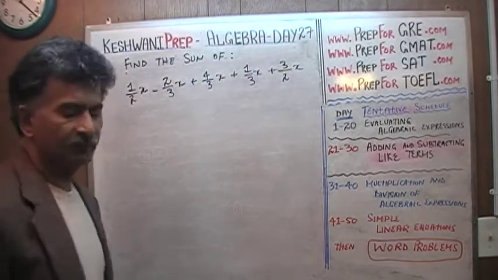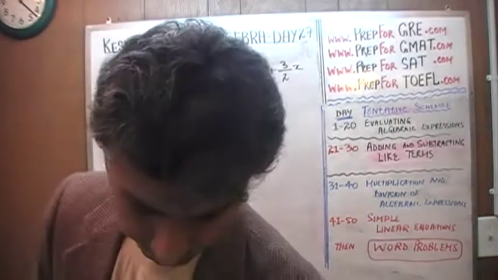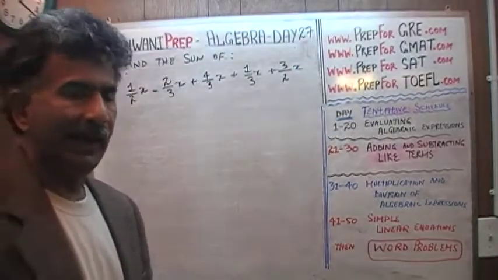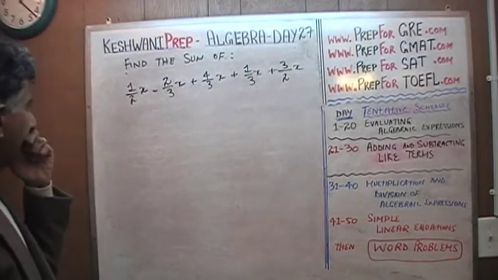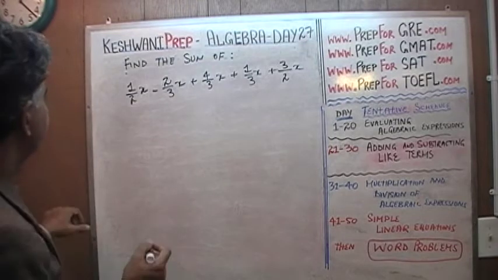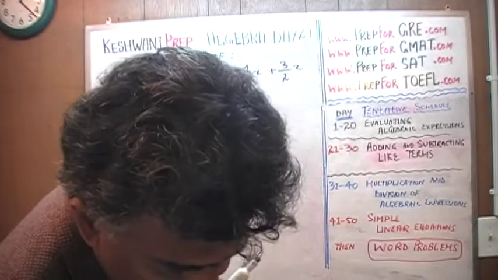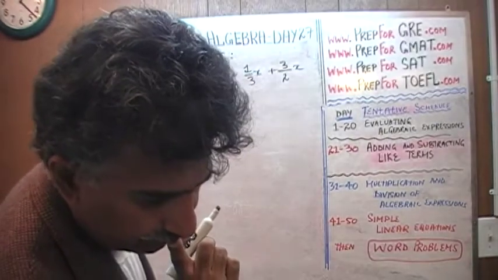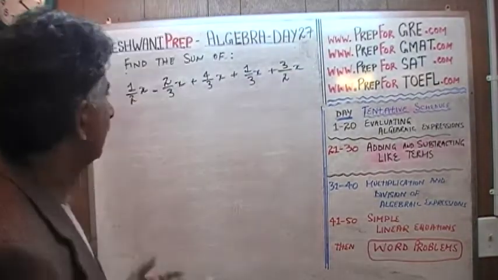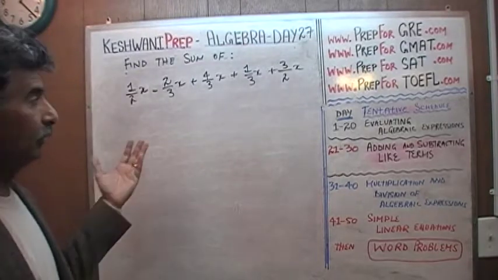Since they're all x's, we simply have to add them up. We have half, 2/3, 4/3, 1/3 and 2/2. Well, there are two ways you can go about adding this.